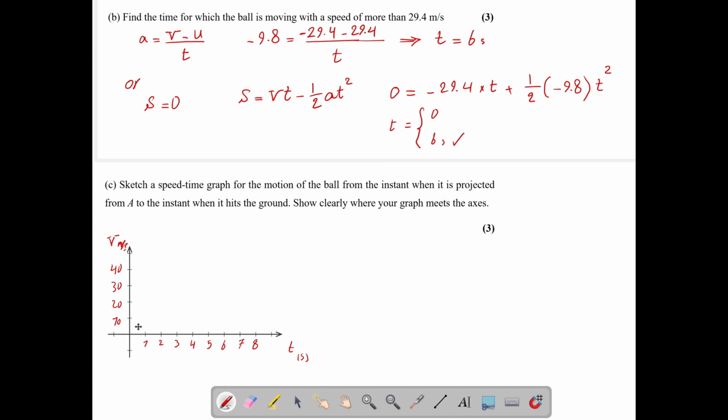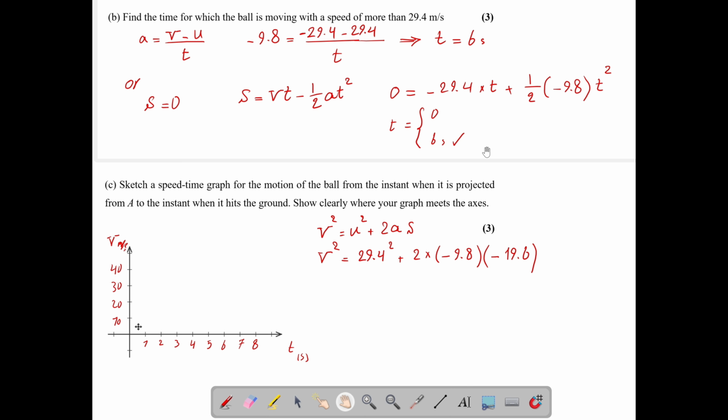Okay, so first of all, we can find the maximum speed when it hits the ground using the formula v power 2 equals u power 2 plus 2as. V is the final speed when it hits the ground, equals initial velocity 29.4 power 2 plus, when we projected, acceleration is negative, minus 9.8 multiply s, our displacement. Be careful, since it is below our origin, it will be minus 19.6 meters.